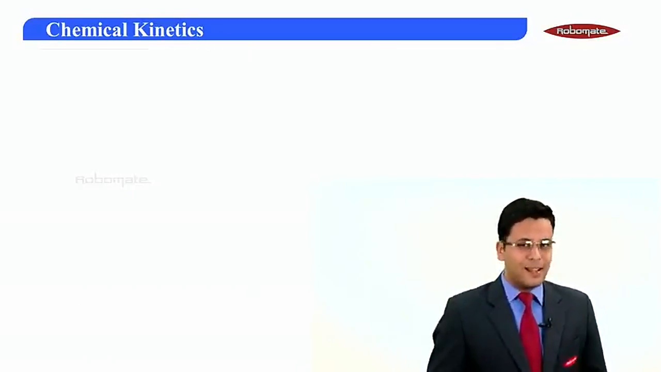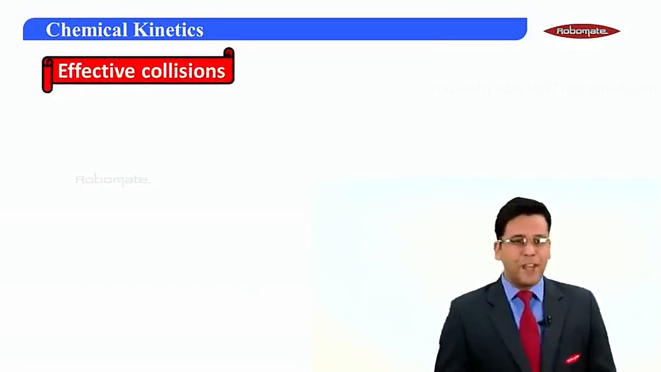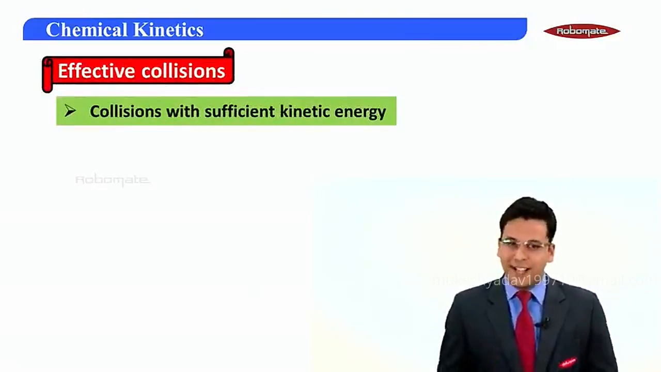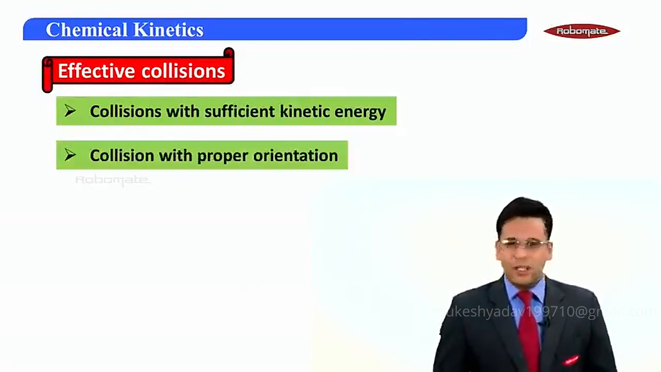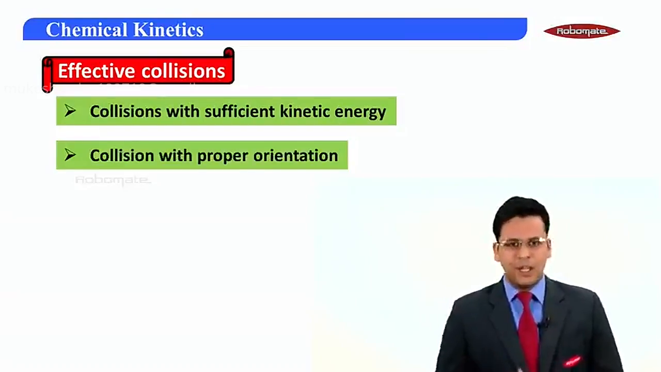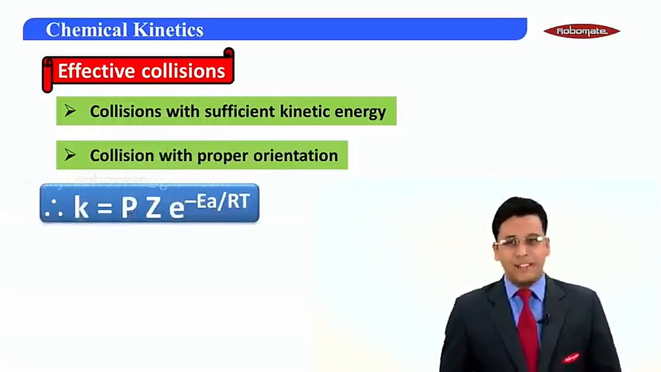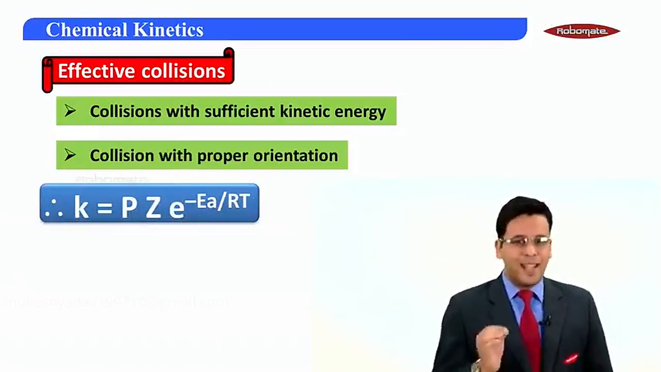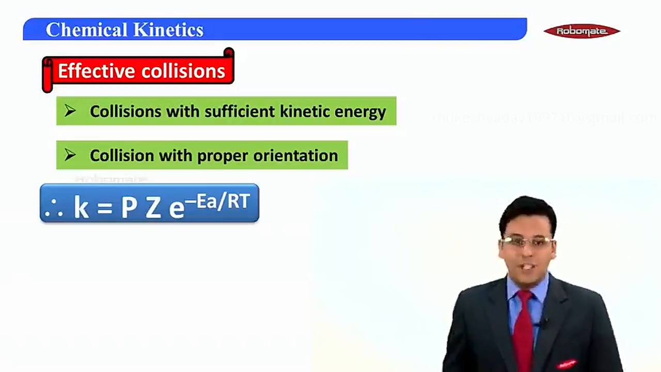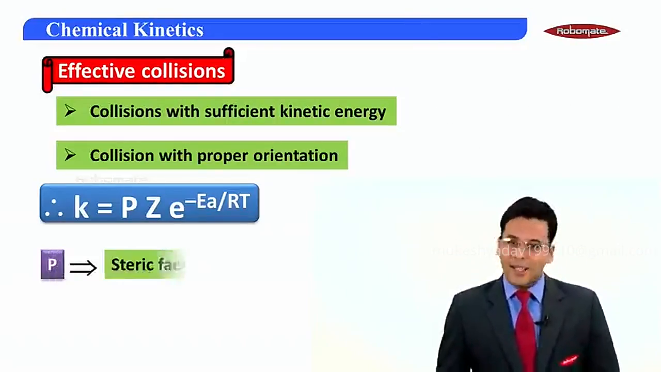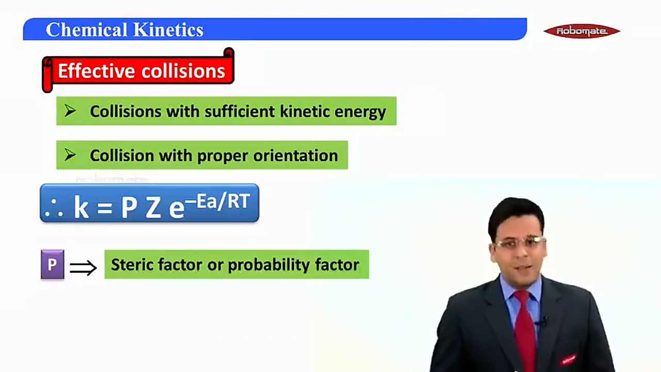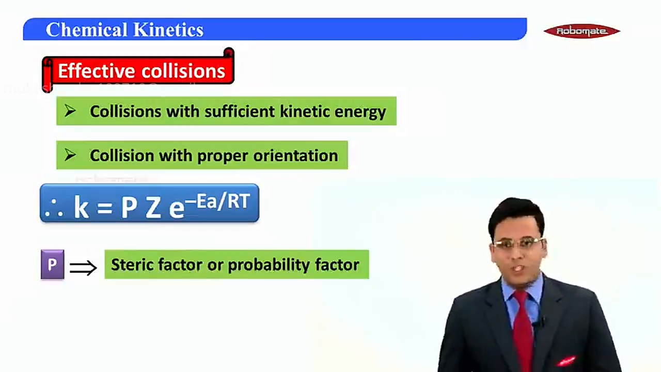So we can say in conclusion that for effective collisions, number one, the collisions should happen with sufficient kinetic energy, and number two, the collisions should happen with proper orientation. Here we can rewrite our equation as K is equal to PZ into e raised to minus Ea upon RT. So we have added one more term here, P, and this P is nothing but the steric factor or probability factor. It tells us about the proper orientation of the molecules in the reaction.